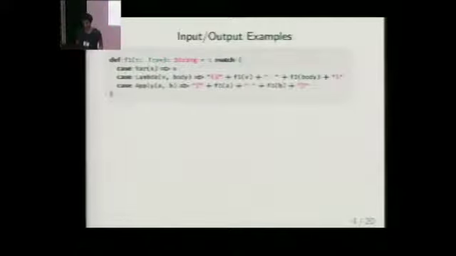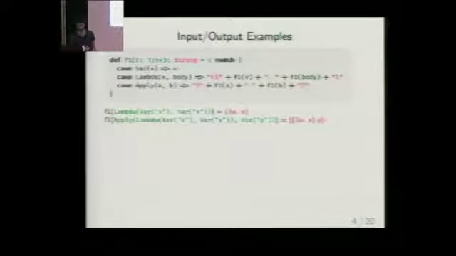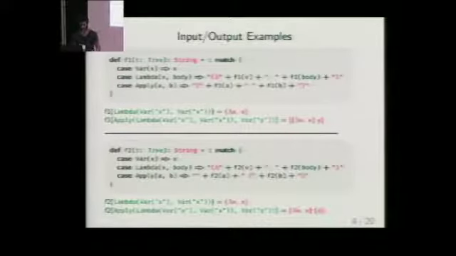So here it's the same function as before, and just to give you an example, for instance, on this lambda term, it will produce this string, and on this application of this lambda term to another variable, it will produce this string. Here is a slightly different function which puts the parentheses, for the lambda it's the same, but for the application it puts the parentheses around the arguments instead of around everything. So for the application it will produce a slightly different term.